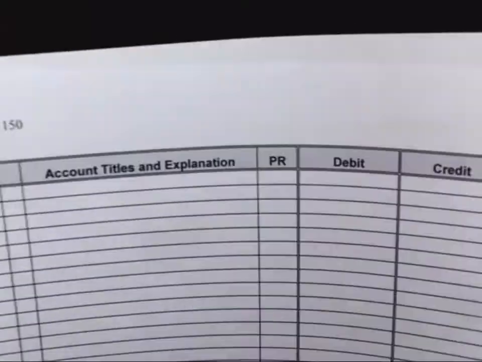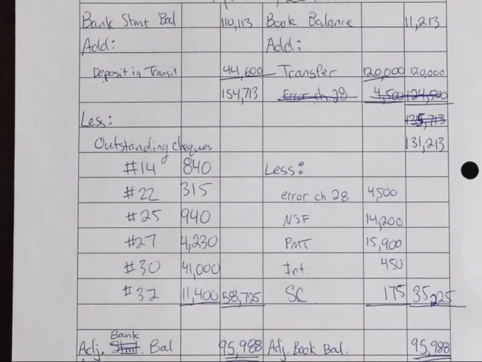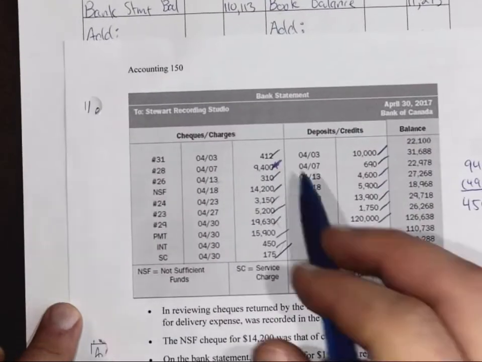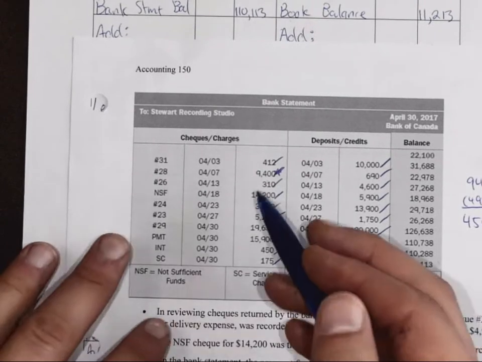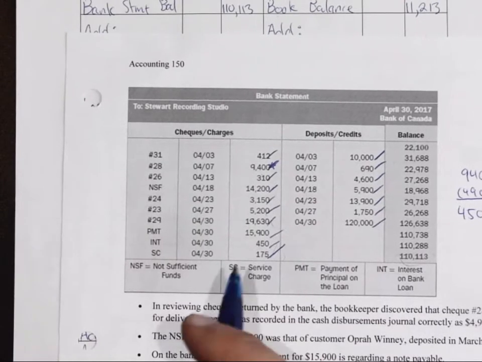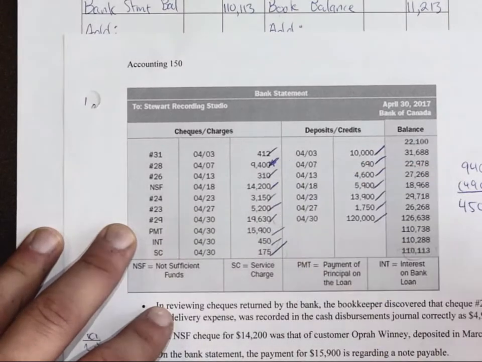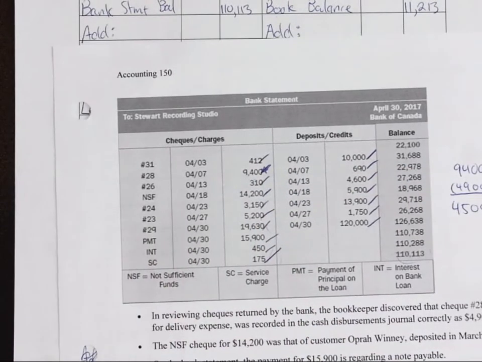What we can do now is journalize our entries, and then let's talk about this $4,500 one more time. The bank was wrong and the book was right. The ledger was correct. The bank said $9,400 and the ledger said $4,900. The difference is, that means the bank charged us, they took an additional $4,500 out of our account.